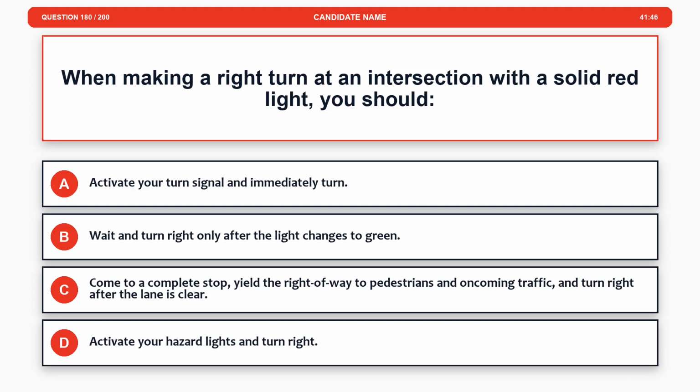Question 180. When making a right turn at an intersection with a solid red light, you should: Option A, activate your turn signal and immediately turn. Option B, wait and turn right only after the light changes to green. Option C, come to a complete stop, yield the right-of-way to pedestrians and oncoming traffic, and turn right after the lane is clear. Option D, activate your hazard lights and turn right.